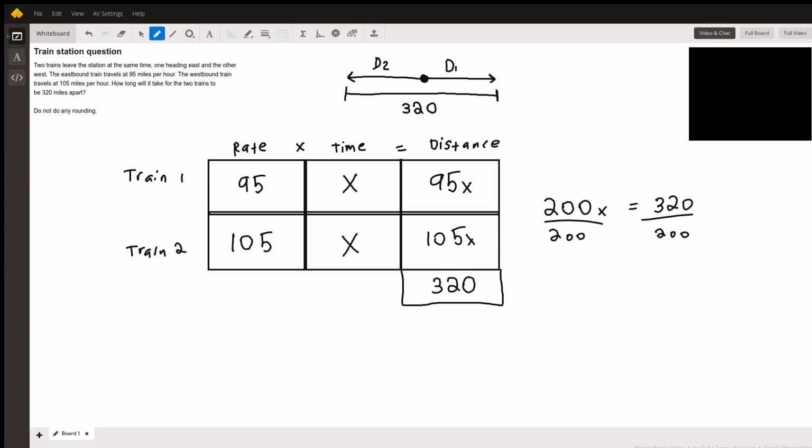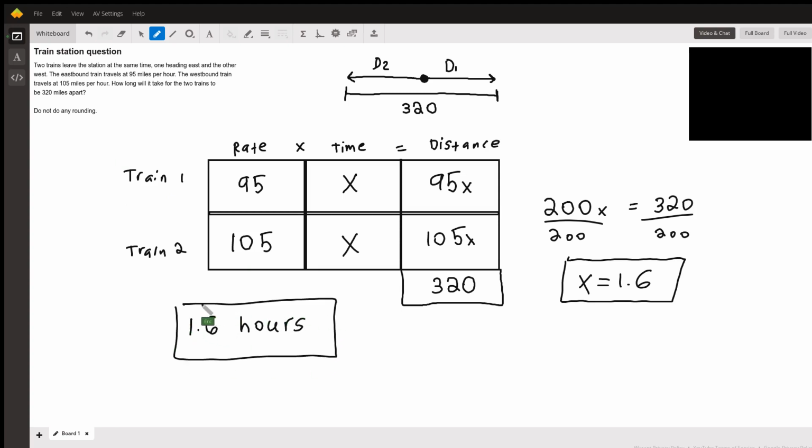320 divided by 200. Yep, looking at the other answers too, I can tell that it was 1.6 from the other people who answered this question before me. So we have x equals 1.6. Well, what does 1.6 represent? It represents our time for train 1 and train 2. So how long will it take for the two trains to be 320 miles apart? We know it will take 1.6 hours for our trains to be 320 miles apart, and that is your final answer.